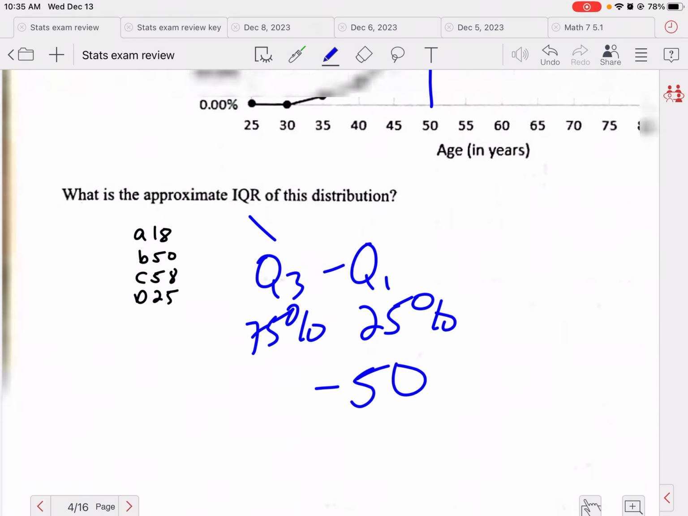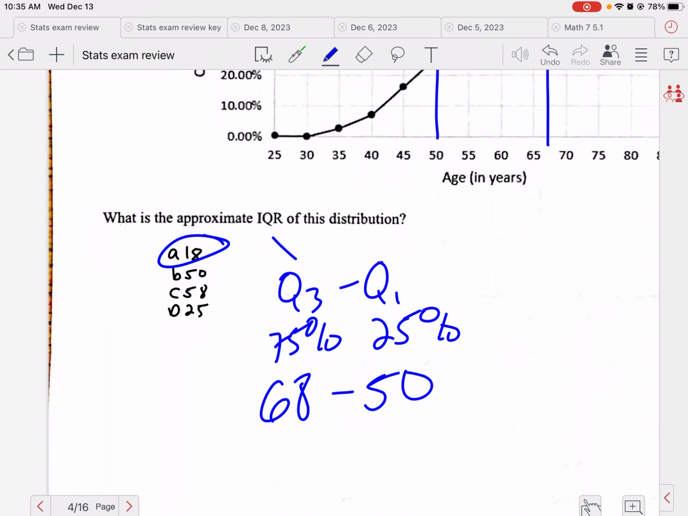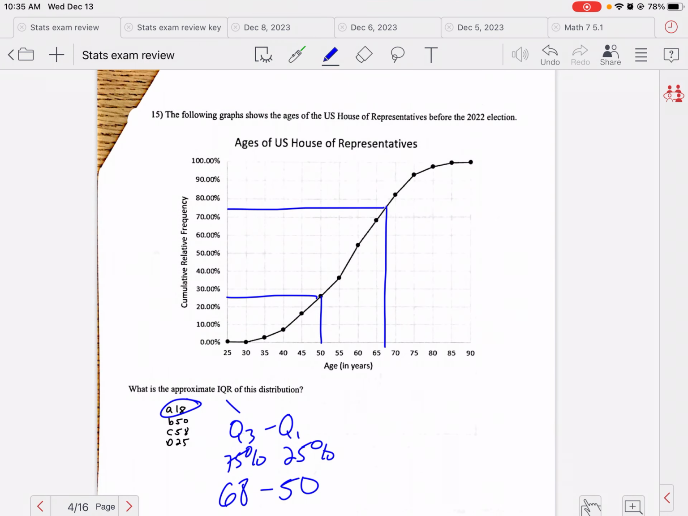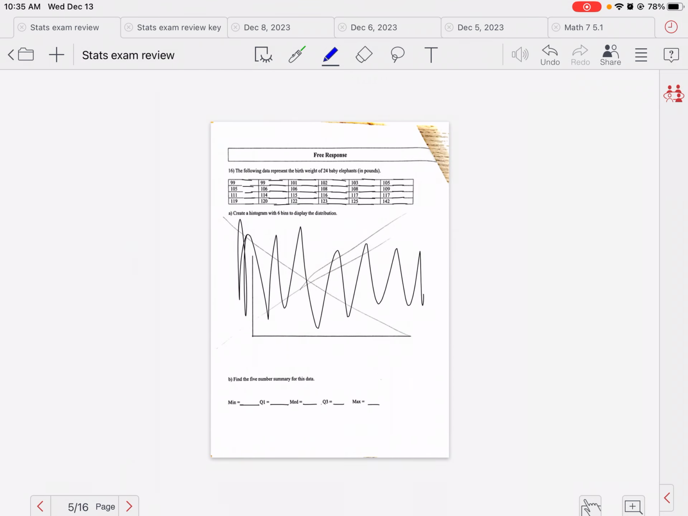Here, it's somewhere in the middle, so let's say like 68. So 68 minus 50 would be about 18. Now, if I had said this was like 49 or 48, I'd still get pretty close to 18, and that's what we're looking at. Okay, so just remember this ogive, however you say it, is always in percentiles. It's talking about the cumulative relative frequency, so it is percents. Okay, all right, moving right along.